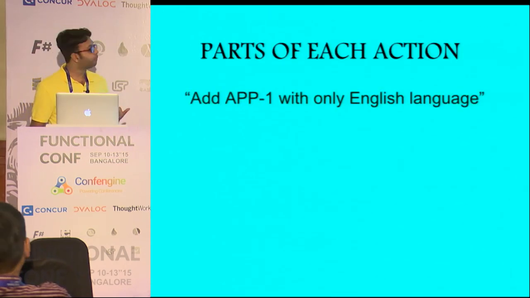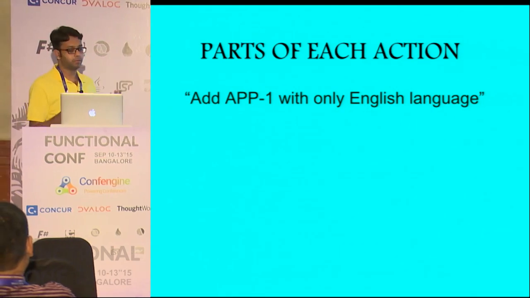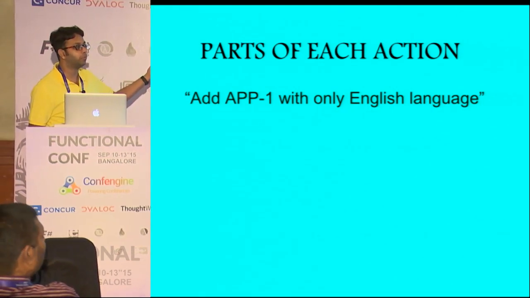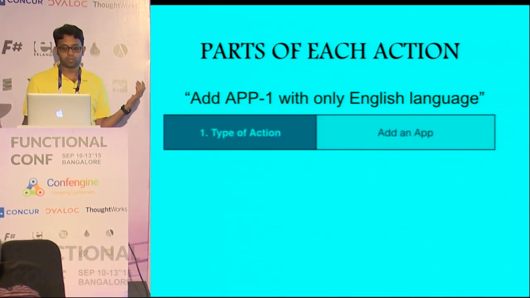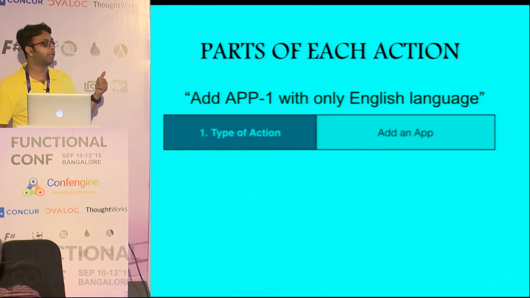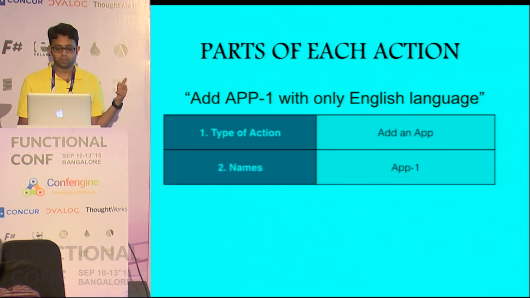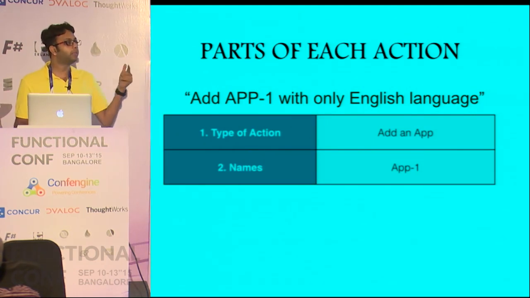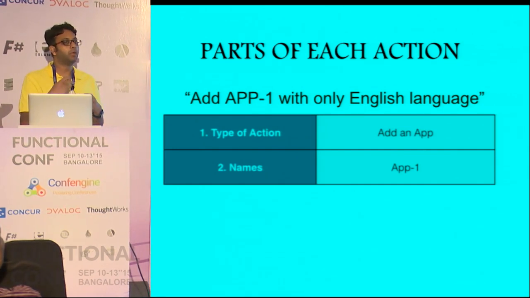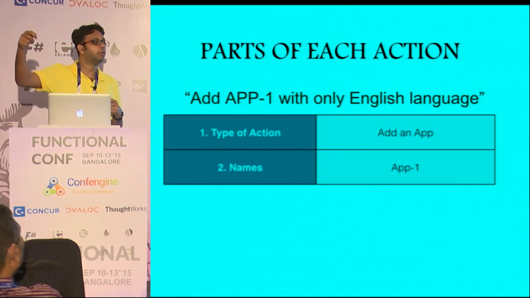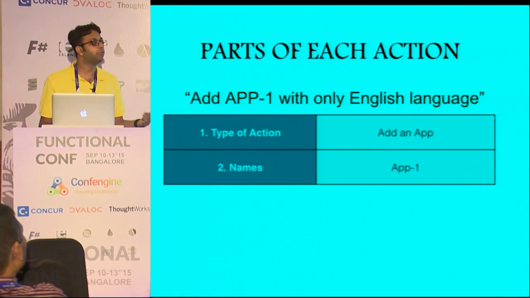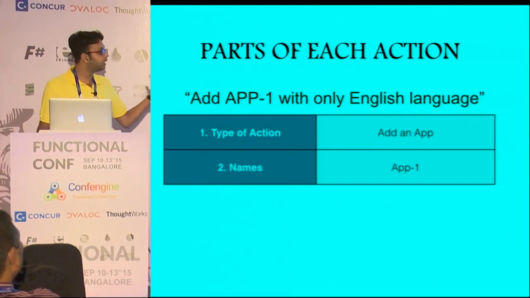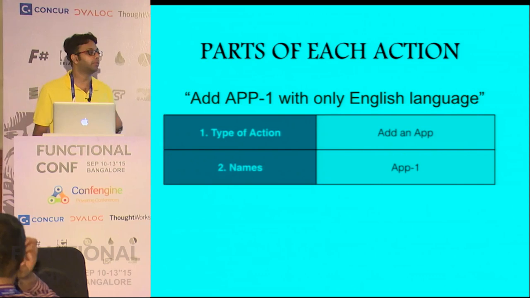Let's see how. So part of each action, what are the paths? Say for example, this is an action that I would like to do in my test. I would like to add app 1 with only English language. So first part is, there is a type of action that I would like to do, adding an app. Then there is a certain name that I'm referring to, that's app 1. But this app 1 is something that I am referring to. Internally some ID will be created which the system will refer to, like ID 1, 2, 3, 4, 5. But that's a runtime value that I don't know of. So I'm referring to it in a way that I can understand in my test.